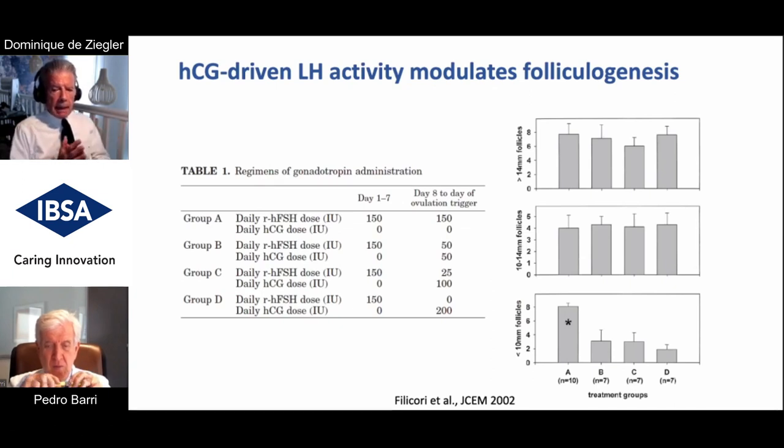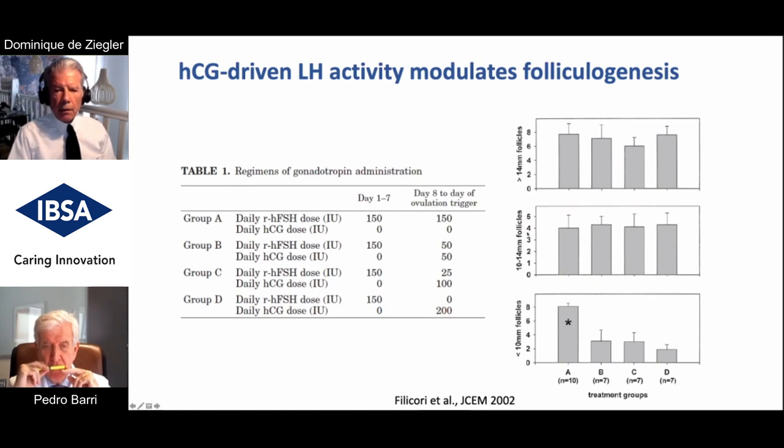Now, this is a seminal work of Marco Filicori, which he did in Bologna, Italy, in which he stimulated ovarian function with FSH. And on the eighth day of the stimulation, he either kept FSH or gave increasing amounts of hCG. And in the last group, D group, only hCG, stopped the FSH altogether. And this is what you have in terms of follicles more than 14. There's essentially no difference. Actually, if you give hCG, the stimulation is the same.